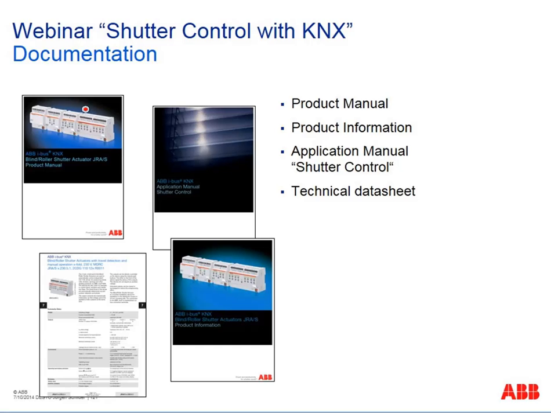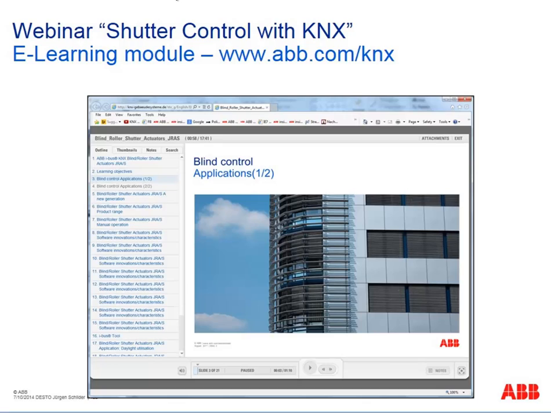Documentation, of course, we have the product manual, the description of all ETS parameters, the description of the communication objects, and so on. For more application-oriented material, we have our so-called application manual shutter control. Here we also have a description of how it works together between the shutter control unit, our shutter actuator, and so on. This is also available as a printed version. As a PDF, we have the product information, technical data sheets, and you will find everything on our website.